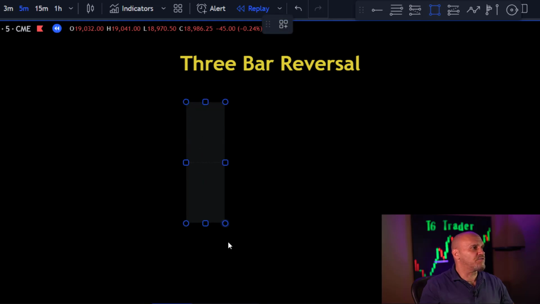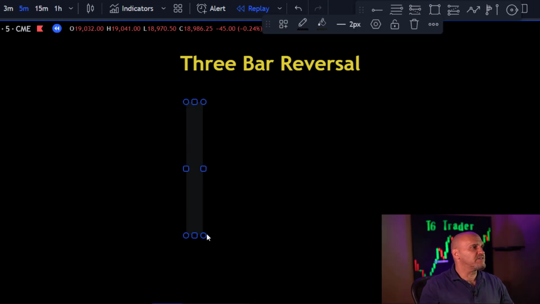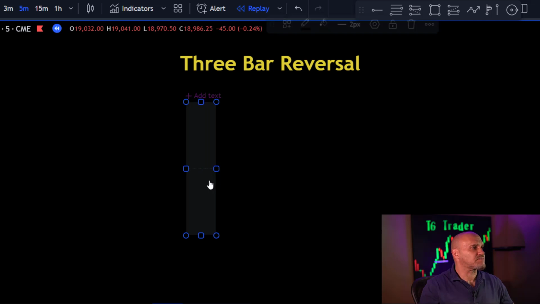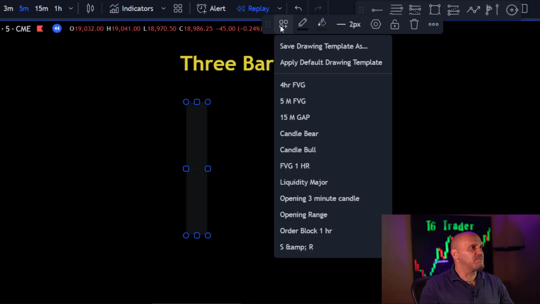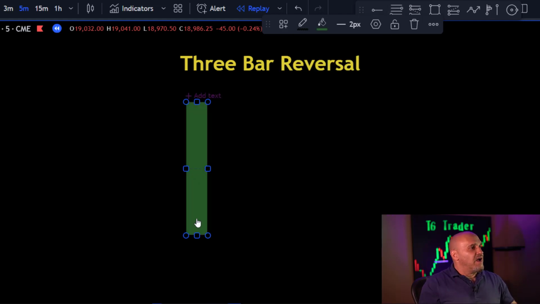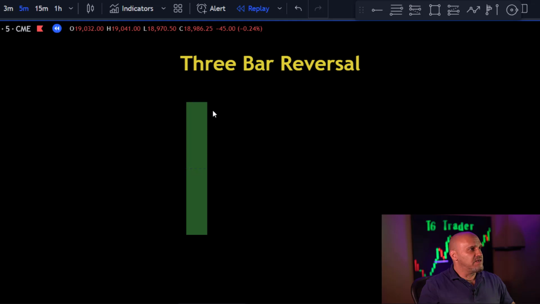I'm going to just draw a 3-bar reversal real fast, and here is our first bar. Say that we're in an uptrend and we have a bull candle, which is green. And this is what's called an exhaustion candle. So it's a very large green candle at the end of a trend, or at the beginning of a trend reversal. So you see this big green candle signifies the strength of the bulls, the last ditch effort.